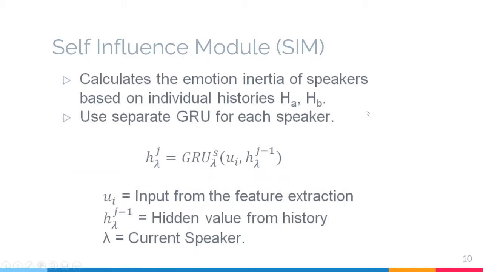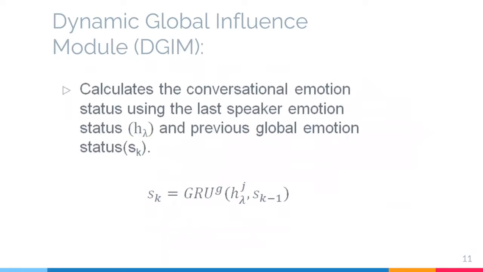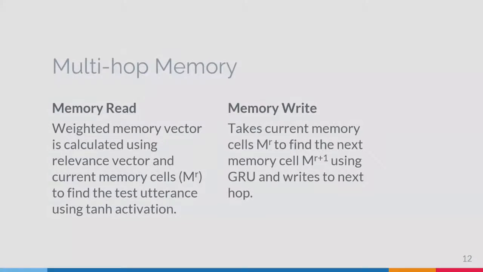Self-influence module calculates the emotion inertia for individual speakers. It performs a GRU on the features extracted and the personal history of the speaker. Dynamic global influence calculates the conversational emotional inertia. It performs GRU on the information taken from the SIM and the previous conversational history.